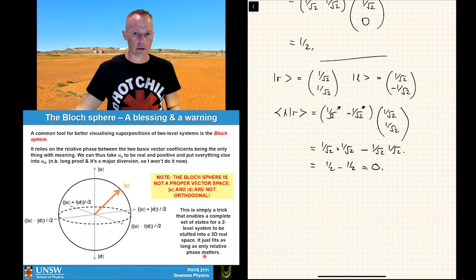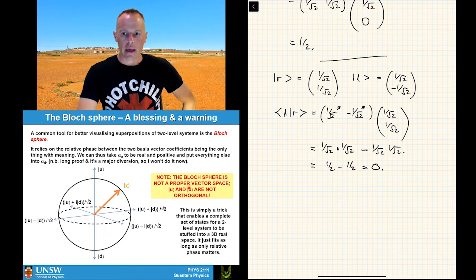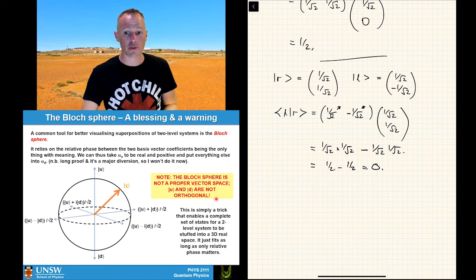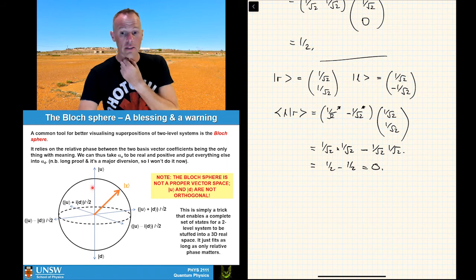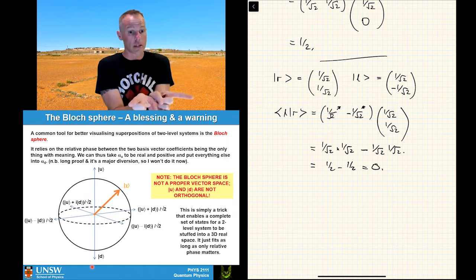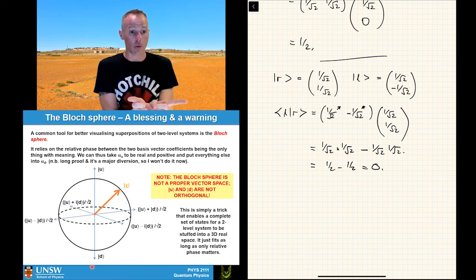So here we go. Here's a Bloch sphere. I'll highlight this as best I can: it is not a proper vector space, okay? The reason you can tell that it is not a proper vector space is that none of the basis vectors in here are orthogonal to each other. So for example, up and down are at 180 degrees. They're not at 90 degrees. That means it's not a proper Hilbert space. It means that if you try to do quantum mechanics in this space, it's not going to work.